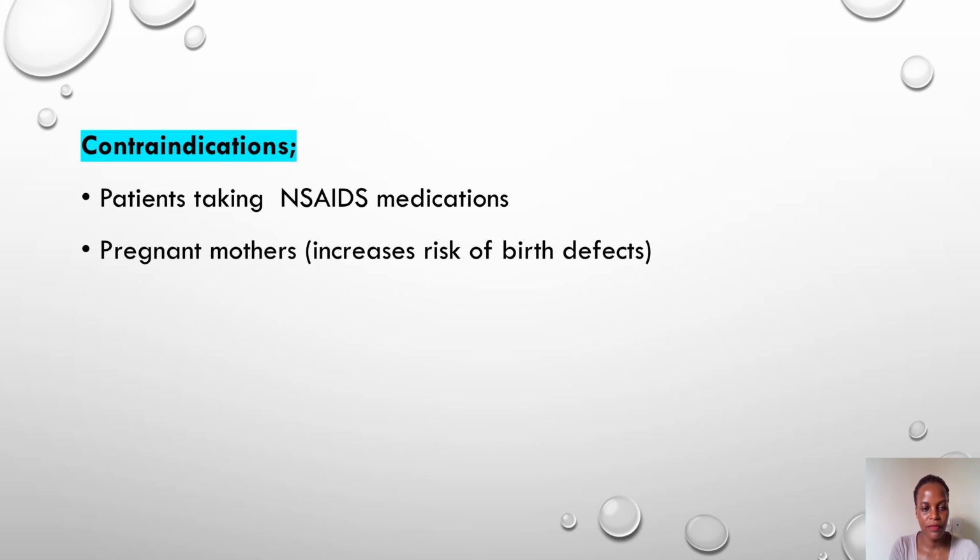So there are some contraindications when taking this medication. For patients taking NSAIDs, you need to know that you need to stop one of the medications. You can't be taking both NSAIDs and ACE inhibitors. And the NSAIDs are basically painkillers. For example, ibuprofen is one of the NSAIDs, and you can't take an ACE inhibitor and ibuprofen because they have contradicting effects on your blood pressure.